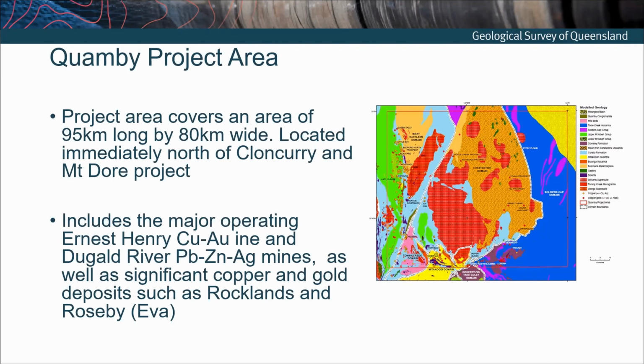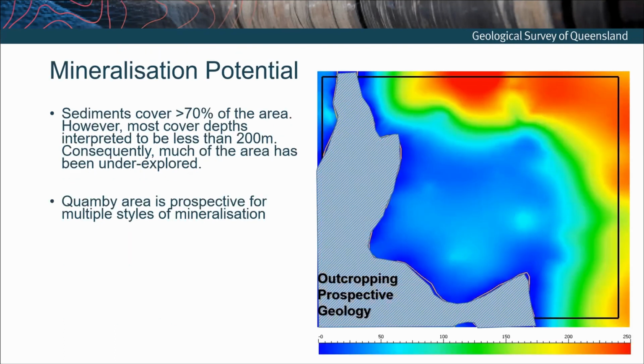The project area is 95 by 80 kilometres wide, located north of Cloncurry, and includes lots of major operating mines as well as significant prospects. As I said before, sediments cover about 70% of this area. However, most of that area is only about 200 metres maximum of thickness of cover.